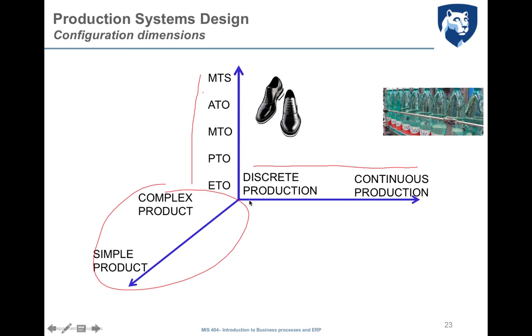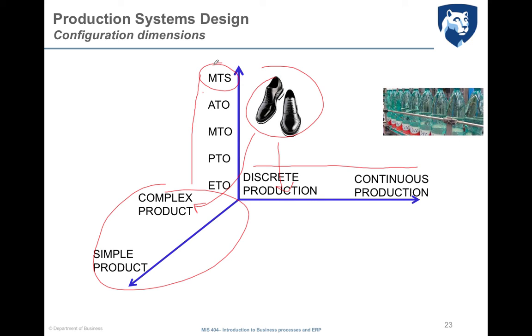Shoes are an averagely complex product because they are made of different types of raw material, different types of activities, and have different parts. They are realized through discrete manufacturing, so they are a discrete production, and usually companies producing shoes use a make-to-stock approach.